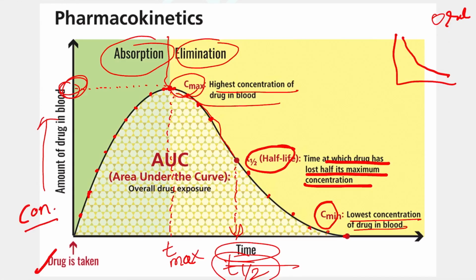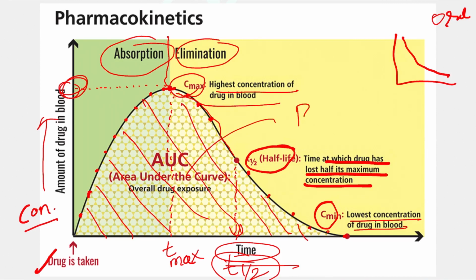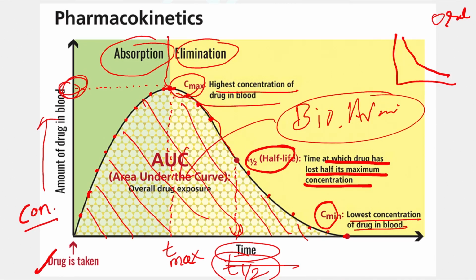And yes, the most important thing was the area under the curve. Now, what about this area? This whole area is also known as the area under the curve, and this is the bioavailability. So this area under the curve denotes the bioavailability of a drug. If a drug has a higher area under the curve, it has higher bioavailability; lesser area under the curve, lesser bioavailability.